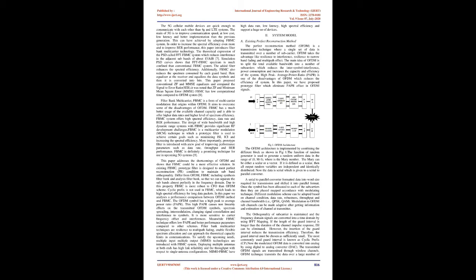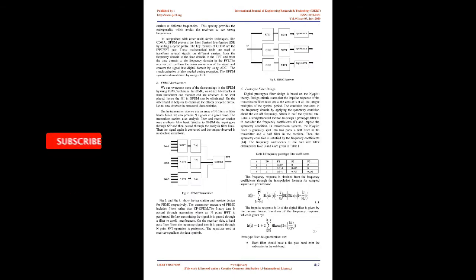In existing FBMC, the prototype filter is designed to meet the perfect reconstruction, PR, condition to maintain subband orthogonality. Different from OFDM, FBMC includes a synthesis filter bank and an analysis filter bank, so that we can separate the subbands almost perfectly in the frequency domain. Due to this property, FBMC is more robust to CFO than the OFDM scheme. Cyclic prefix is not used in FBMC, which leads to high spectral efficiency for long data packets.